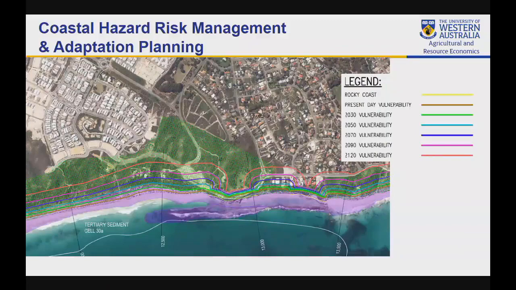So the Department of Planning released its CHRMAP guidelines. CHRMAP stands for Coastal Hazard Risk Management and Adaptation Planning, which is a stepwise process for local governments to go through and look at the risks and vulnerability of their coastal assets and how they might then respond and manage that for erosion and inundation. So basically they do a whole lot of mapping to work out where those risk lines are, which bits of coast they are likely to lose to erosion or sea level rise over every 10 or 20 year period.